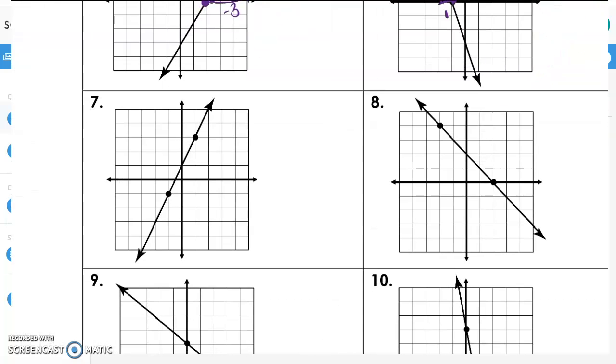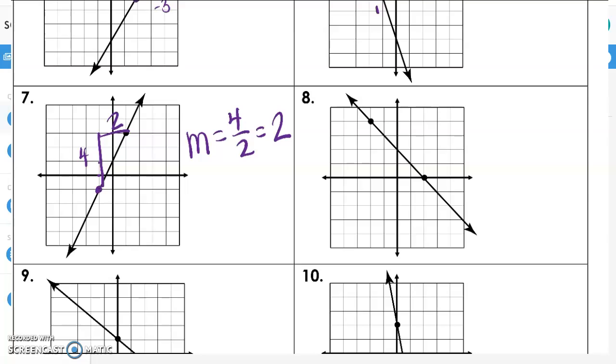Number 7, starting here, we go up 1, 2, 3, 4, and right 2. So your slope is 4 over 2, which is just 2. So if it divides out to an integer, then you just have that number. So 2 is your answer for number 7.